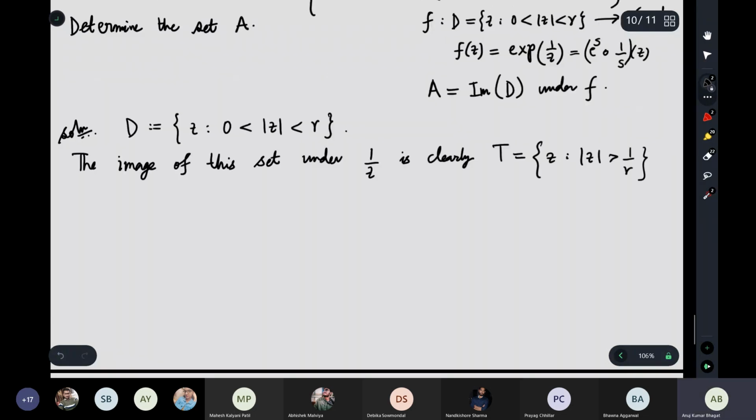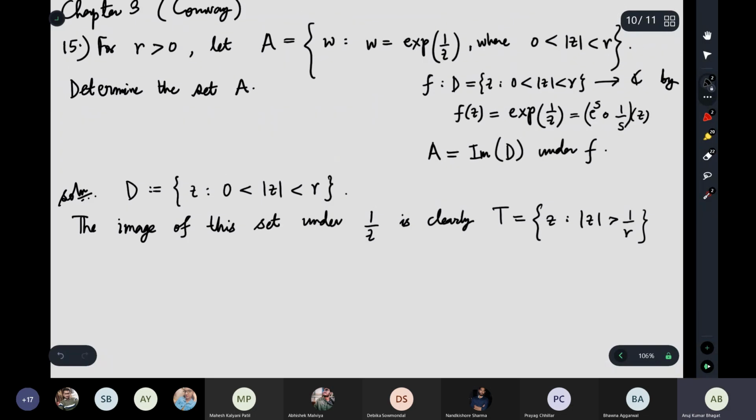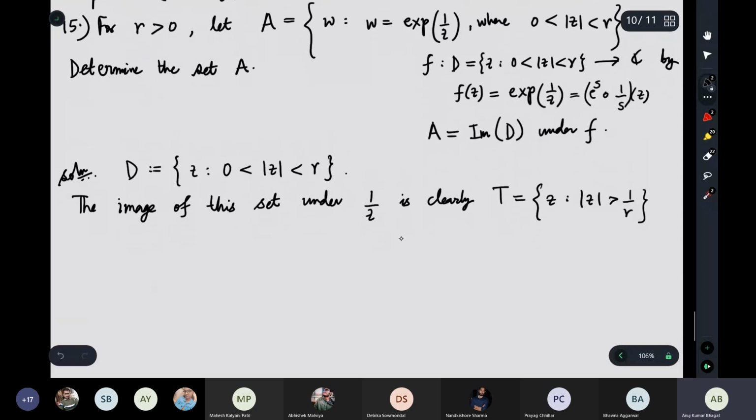Okay, so I have calculated the image of D under the function 1 by z. So what is my next step? Can you tell me? This is the same as finding the image of the composition, the image of T. Composition, right.